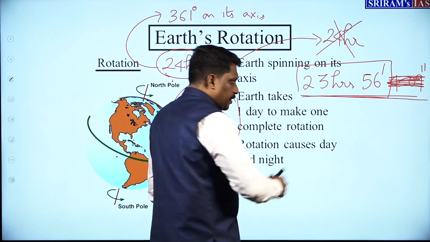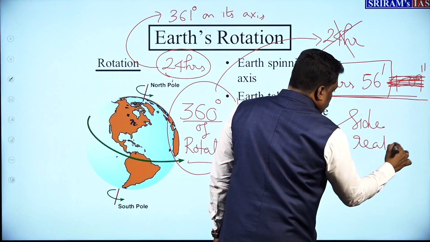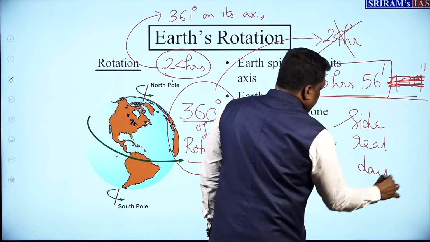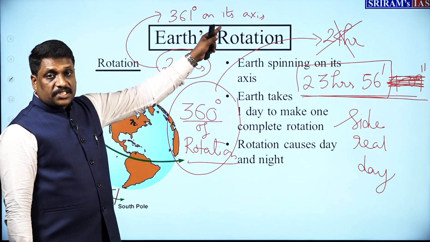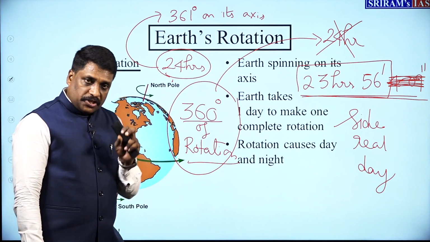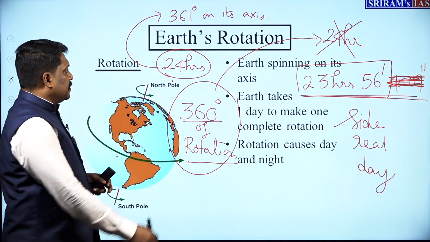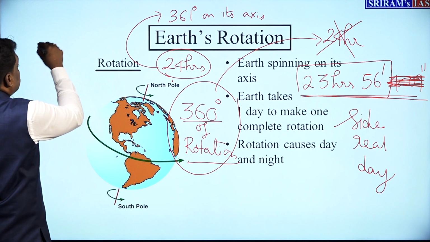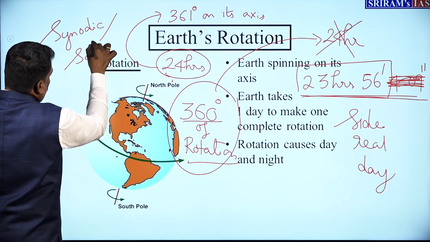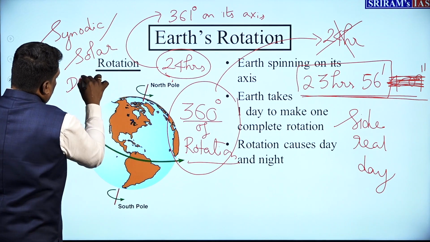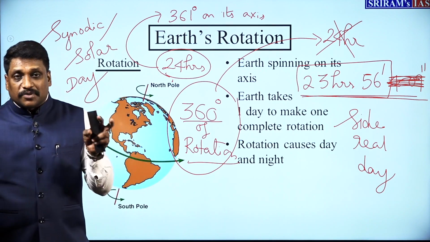This day, very popularly, we call a sidereal day. And the time taken by Earth to complete approximately 361 degrees of rotation on its own axis, which precisely takes 24 hours, my dear friends, this day we call a synodic day. Sometimes we also call it a solar day. Either you call it a synodic day or a solar day. It means I have two types of day.